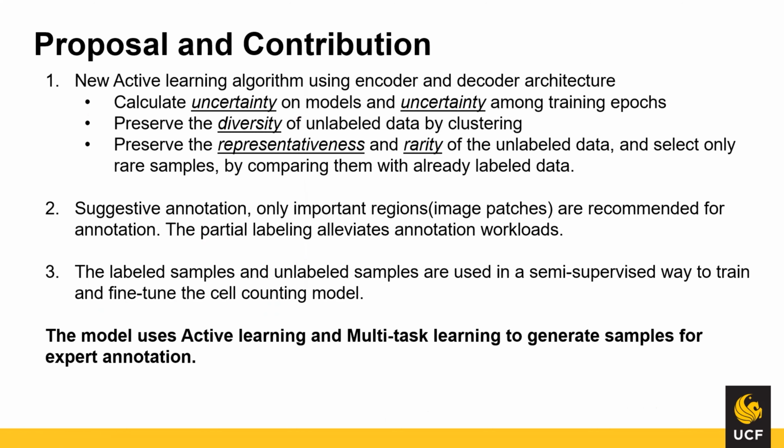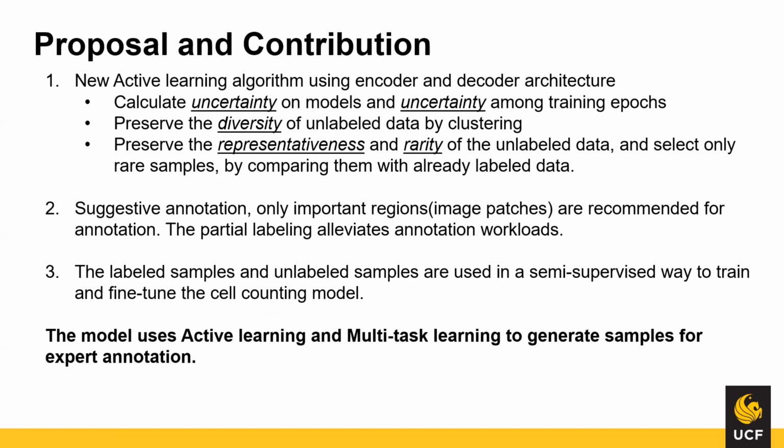Going into the proposal and contribution of this paper, the paper gives you a new active learning algorithm using an encoder and a decoder architecture. The next three bullet points are the novelty of this paper. In their initial analysis, they looked at all the existing papers out there, and they tried to pick the deficiencies of these papers and then combine them into a new method. They calculate the uncertainty on the models and also the uncertainty among the training epochs.